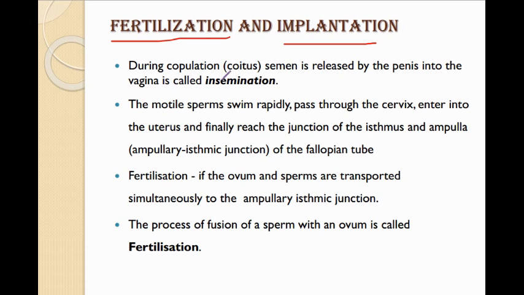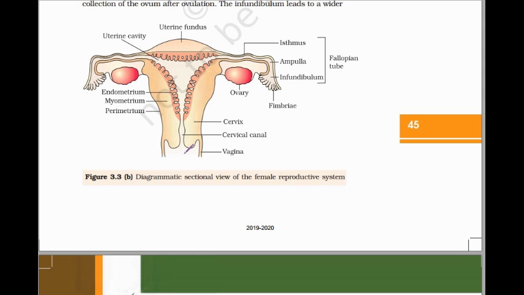When the male gamete, along with the semen, is released from the penis and enters into the vagina by the process of insemination, then fertilization occurs. How does it occur? The motile sperm swims rapidly and passes through the cervix, and then enters into the uterus, and finally it reaches the ampulla.